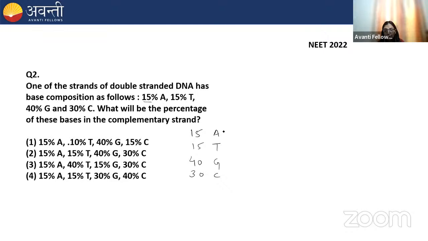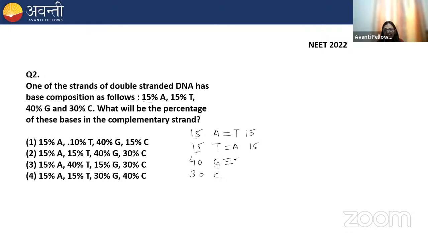That is why we are writing that out of 100, 15 are adenine, 15 are thymine, 40 are guanine, and 30 are cytosine. We know that adenine will pair with thymine, right? So whatever the amount of adenine, that would be the same amount of thymine, because the proportion of adenine will be equal to the proportion of thymine. We know that thymine will pair with adenine, right? So if there's 15 thymine, there would be 15 adenine.